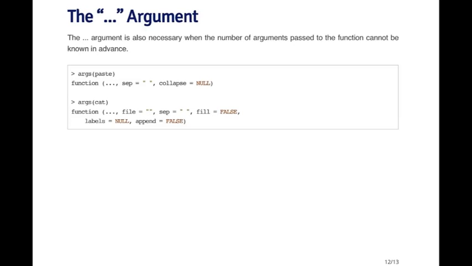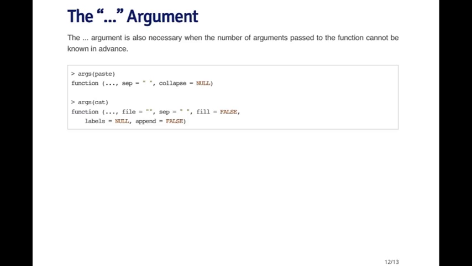So lastly, the dot dot dot argument is necessary when the number of arguments that are passed to a function cannot be known in advance. One good example of this usage is the paste function. What paste does is it concatenates a set of strings together to create one string or a vector of strings, and it can take a variable number of arguments. So there's no way for the function to know in advance how many arguments it's going to have to paste together, and so the first argument for paste is actually dot dot dot, and therefore you can take a number of different R objects that are character vectors and then paste them together using a separator, in which case the default is the space.